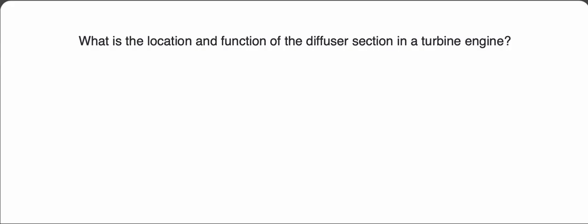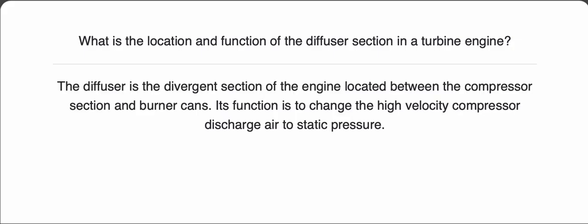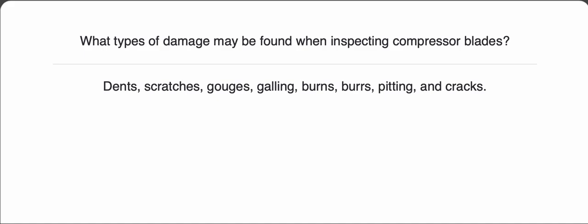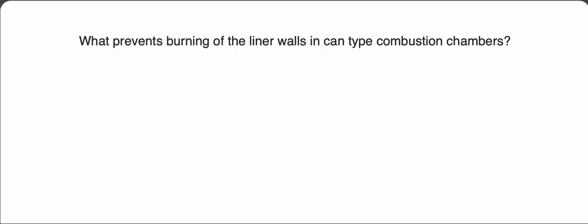What is the location and function of the diffuser section in a turbine engine? The diffuser is the divergent section of the engine located between the compressor section and burner cans. Its function is to change the high-velocity compressor discharge air to static pressure. What types of damage may be found when inspecting compressor blades? Dents, scratches, gouges, galling, burns, burrs, pitting, and cracks.